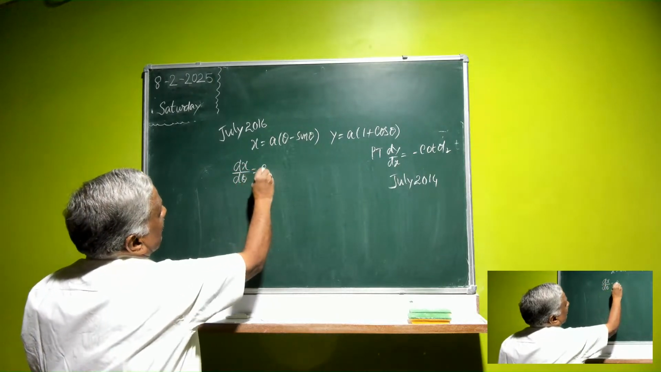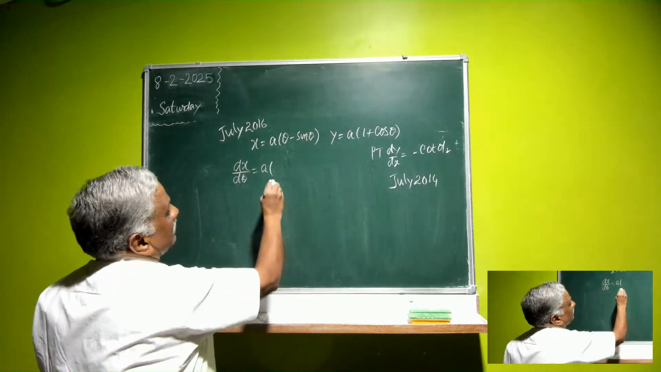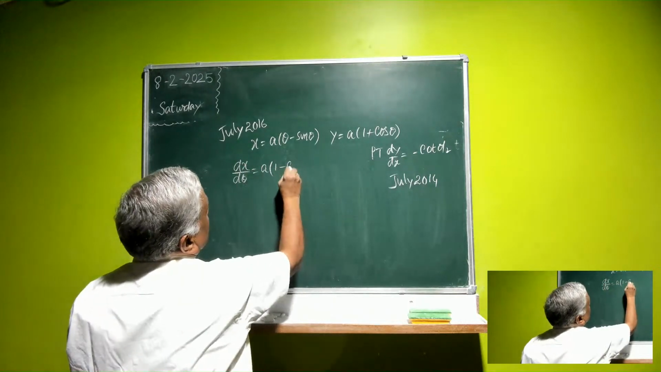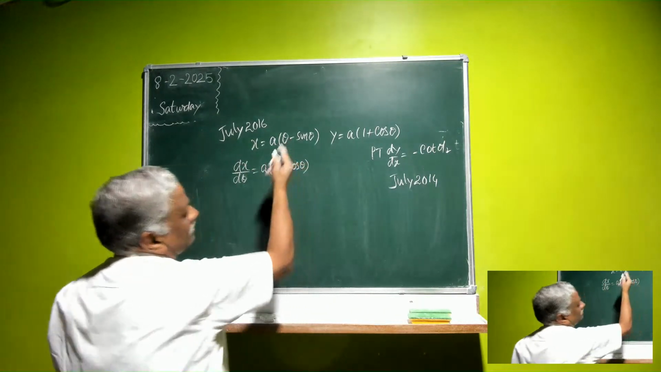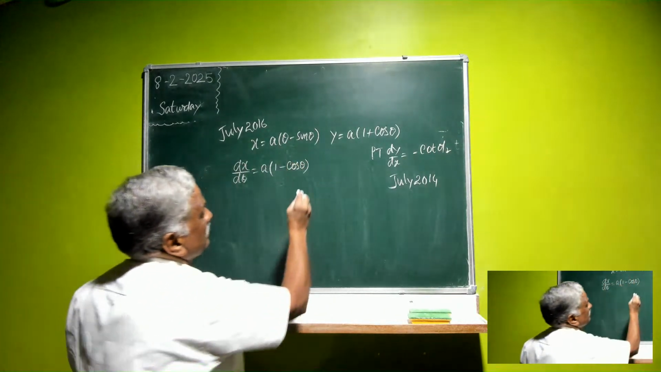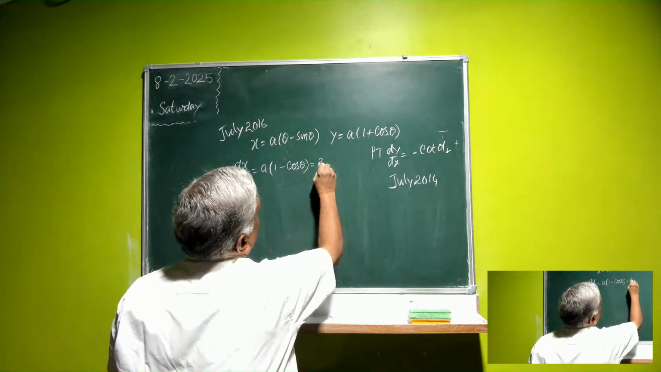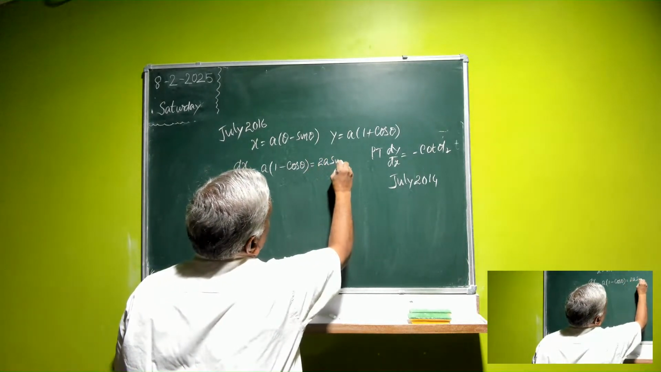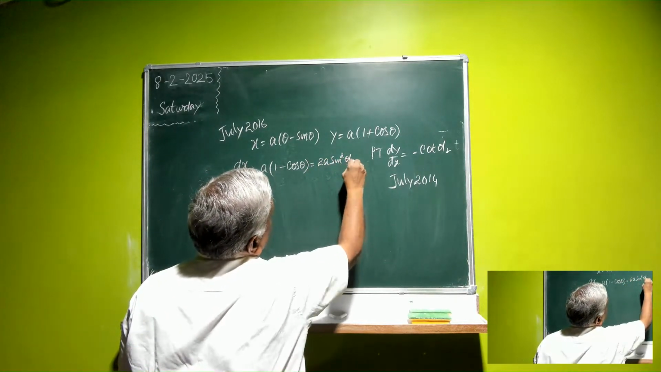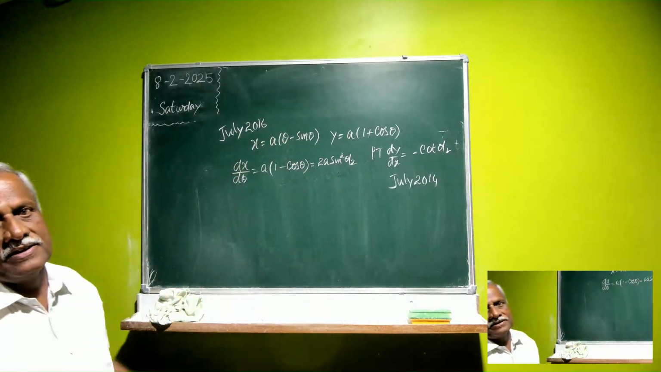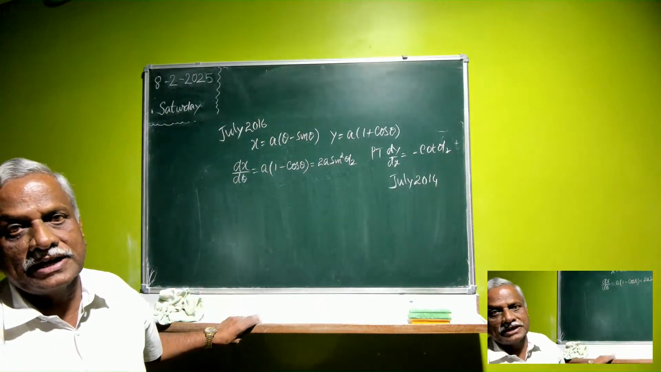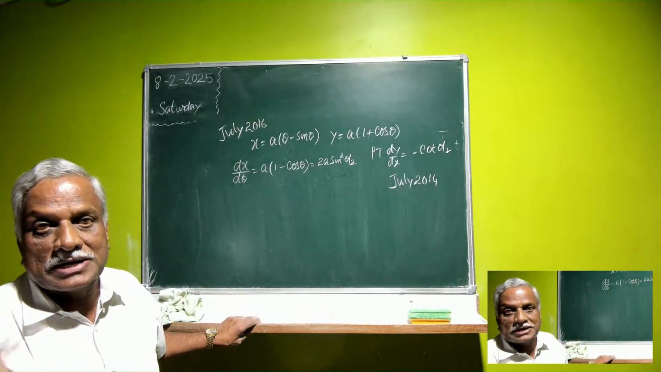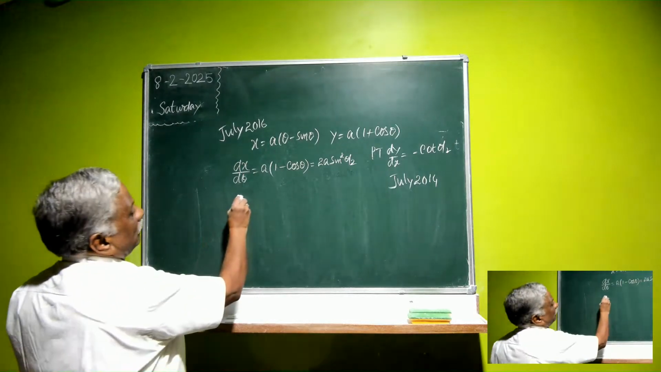dx by d theta: a is a constant, theta is 1, sin theta is cos theta. The minus sign retains as it is. So this is equal to 2a sin square theta by 2. I have given the formula already: 1 plus cos theta is 2 cos square theta by 2, and 1 minus cos theta is 2 sin square theta by 2. Find out dy by d theta.